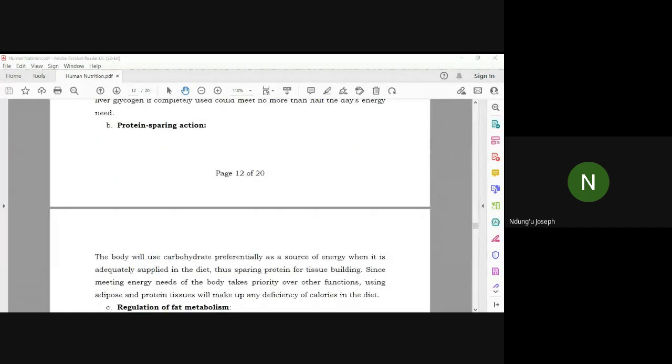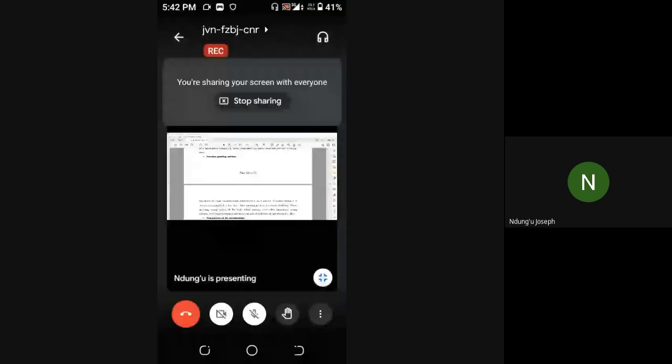The second function of carbohydrates is the protein sparing action. And this means normally the preferred energy source.